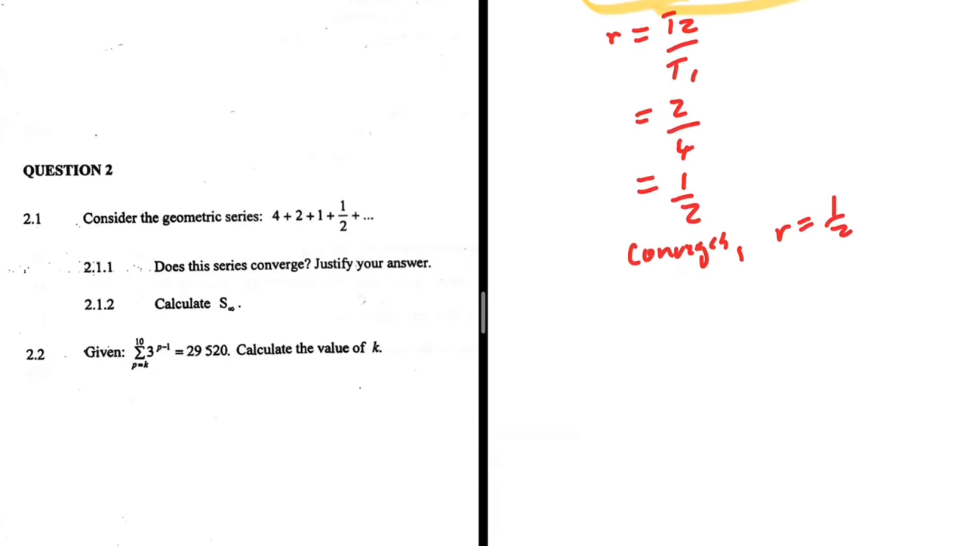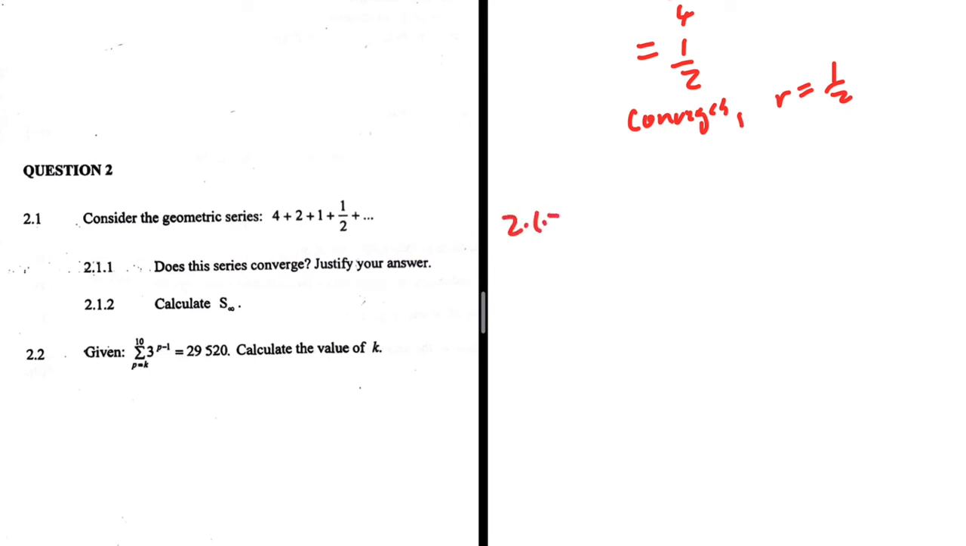What about 2.1.2? Calculate S infinity, the sum to infinity. If it is converging, we can calculate the sum to infinity. So 2.1.2 actually hints at the answer to 2.1.1, because we can only calculate the sum to infinity if it is convergent. Anyway, sum to infinity is a divided by 1 minus r. So a is the first term, which is 4, divided by 1 minus r. r is a half, so 4 divided by a half equals 8. So the sum to infinity of this geometric series is 8.